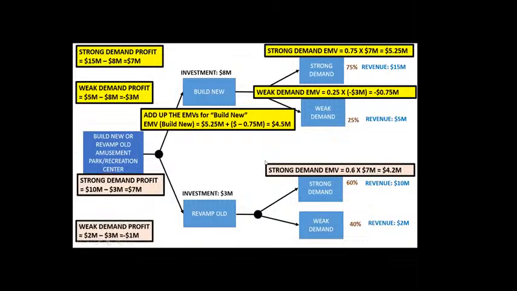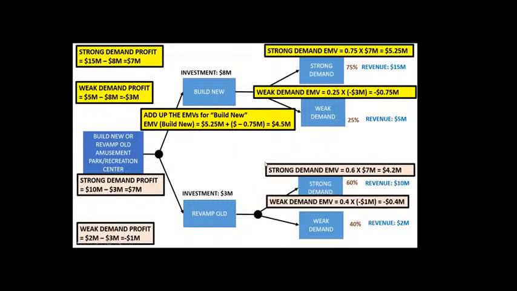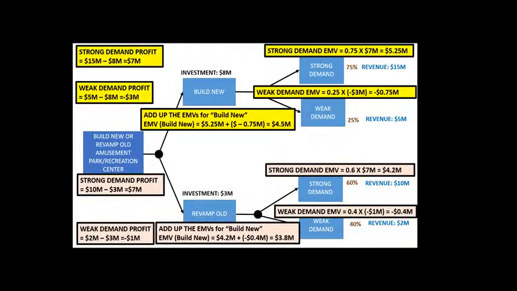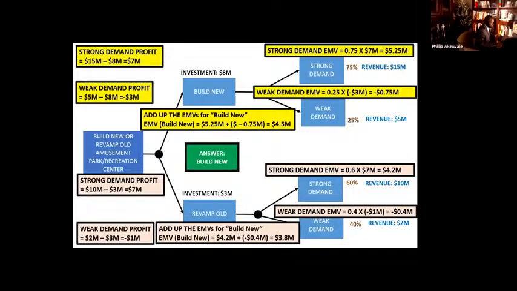For revamp, you got 4.2 and 0.4 and 3.8. Bravo. Build new. Fantastic. So I expect you guys to be able to just have fun with this stuff when you find it on the exam. Very, very good.